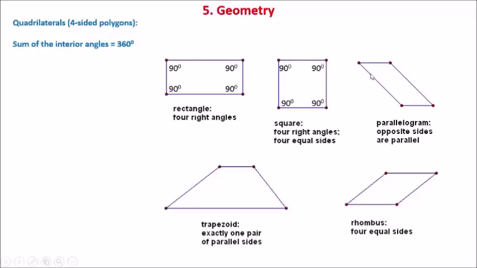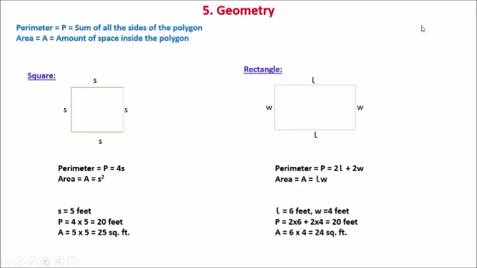Parallelogram means these 2 opposite sides are parallel and equal, and these 2 opposite sides are equal and parallel, okay? Trapezoid means that only these 2 sides are parallel, the other 2 sides are not parallel, okay? Rhombus means that these opposite sides are parallel and equal, and these 2 opposite sides are parallel and equal, okay? So these are all the different names and shapes of quadrilaterals.